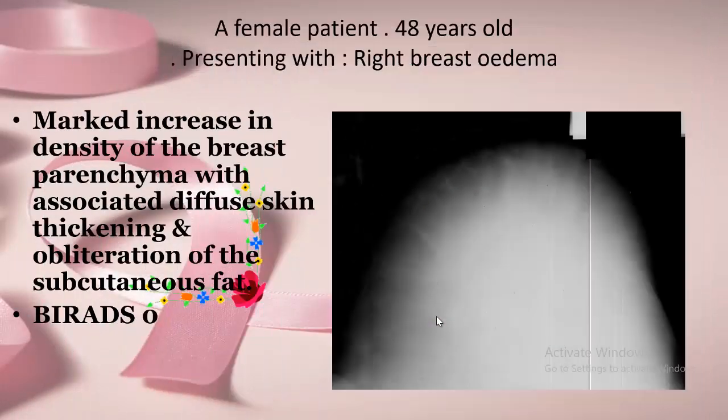Another case, we have a female patient, 48 years old, presenting with right marked breast edema. What do we see on mammogram? Nothing. Marked increase in the density of the breast parenchyma associated with diffuse skin thickening and obliteration of the subcutaneous fat. So we give these cases BI-RADS 0 because I see nothing on the mammogram.